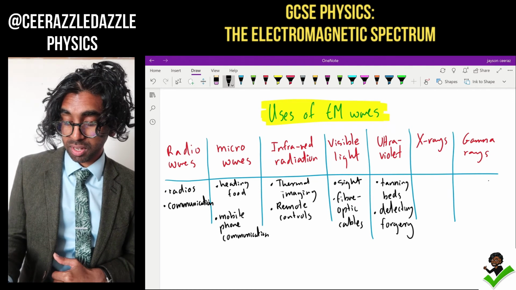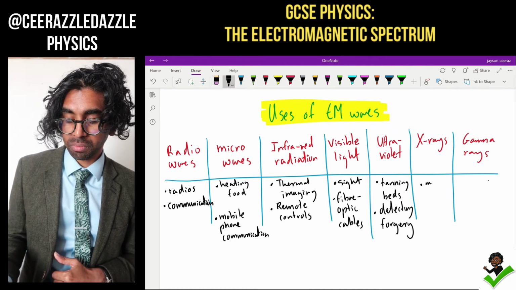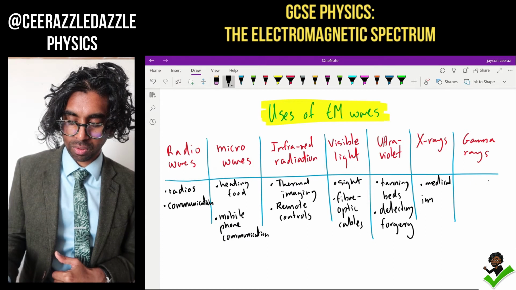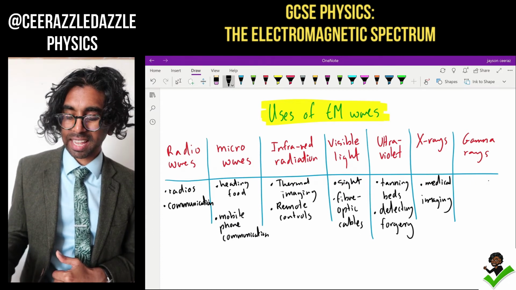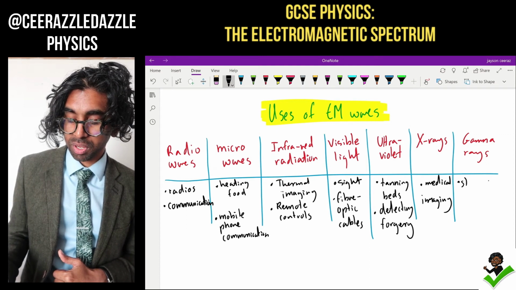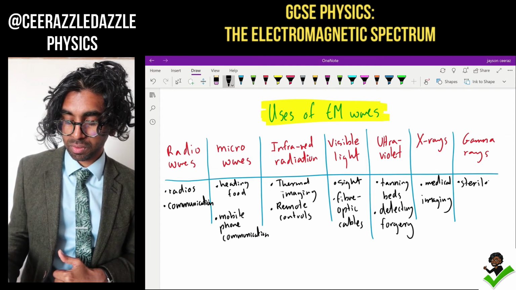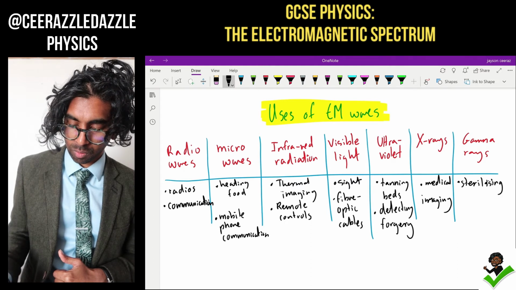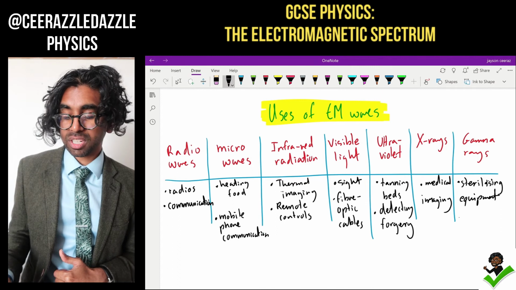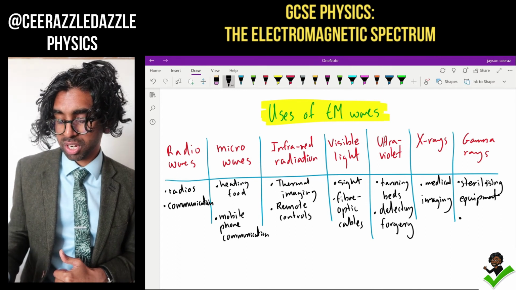X-rays are used in medical imaging, and gamma rays are used in sterilizing equipment, and can also be used in the treatment of cancer.